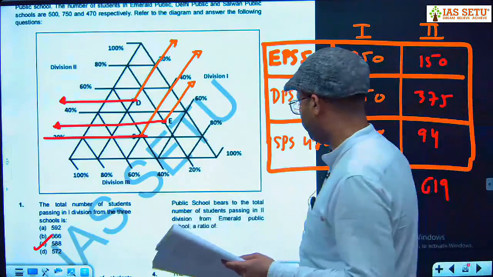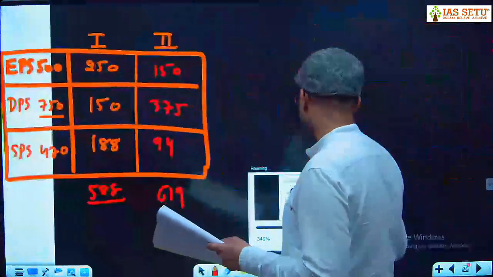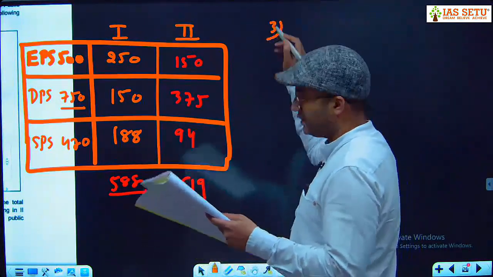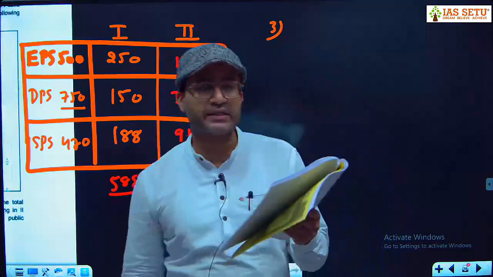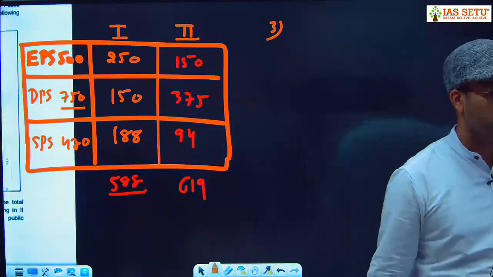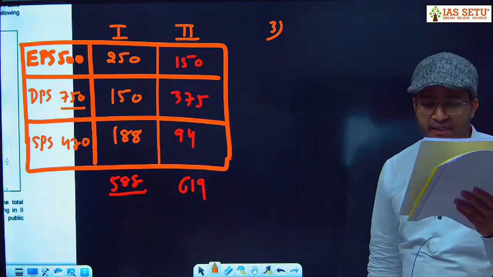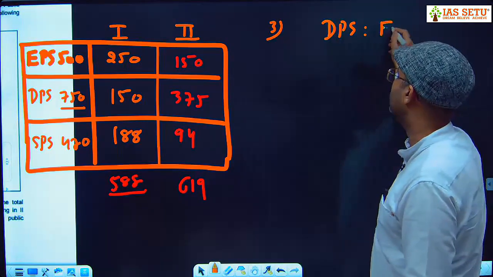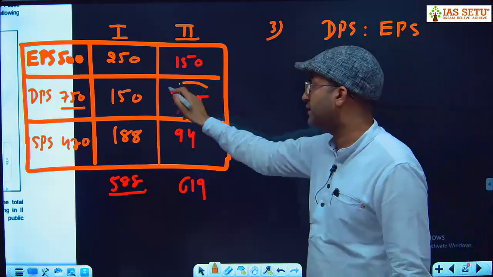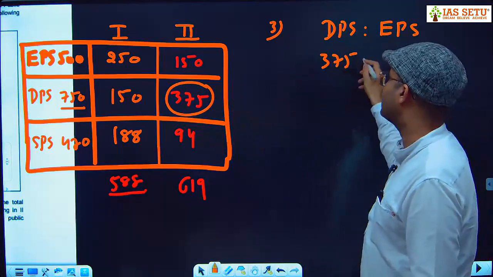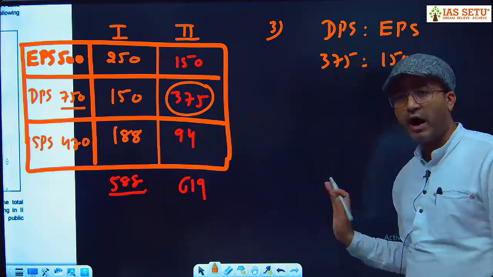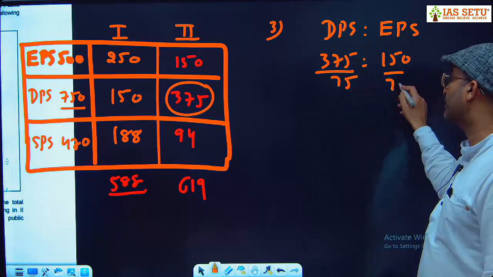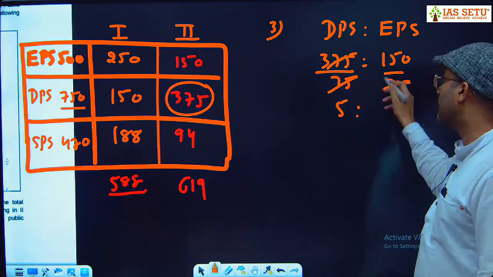Question number 3, and once you make this table, you don't need the diagram again. फिर उसके diagram की जरूरत नहीं. Question number 3, total number of students passing in second division from DPS bear to total number of students passing in second division from EPS, a ratio. DPS second division is to EPS second division. DPS second division is 375, EPS second division is 150. You have to simplify it, divide by 5, 5, 3. Yeah, directly you can divide by 75. 75 5s are, 75 2s are.